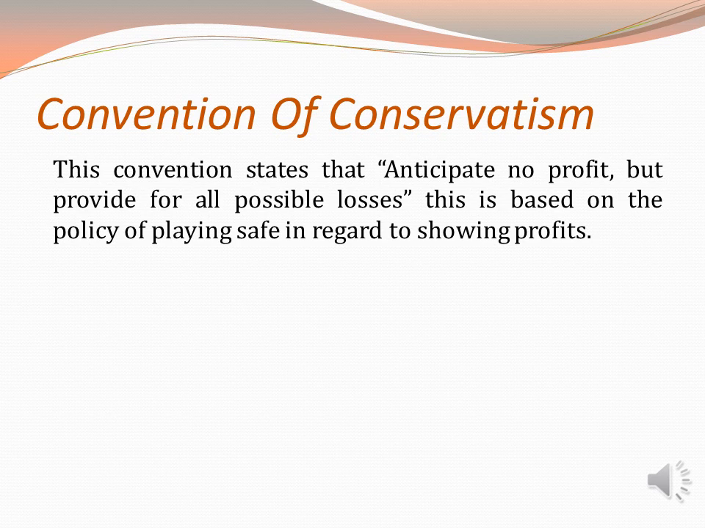One example of this convention is provision for doubtful debts. As there is a doubt regarding the payment of debtors regarding the credit sales, it is better for a business to set aside a sum for such risk, that is known as provision for bad debts.